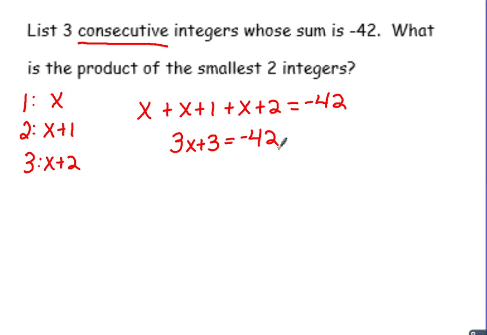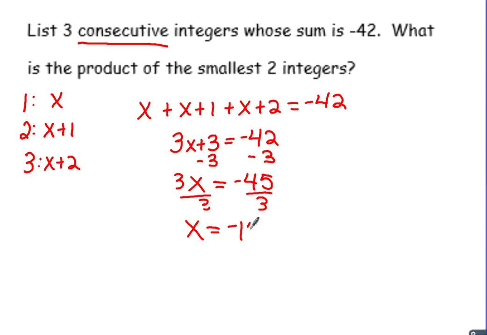And now I must solve for x. Subtract 3. 3x equals negative 45. And divide by 3. X equals negative 15. That is our first number. Then I want to add 1 to it. And then I want to add 2 to it.